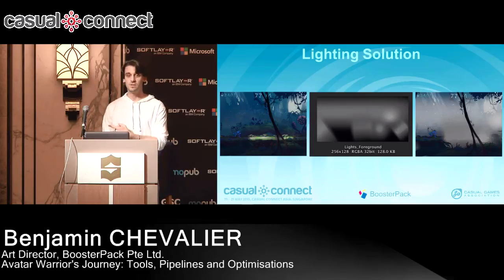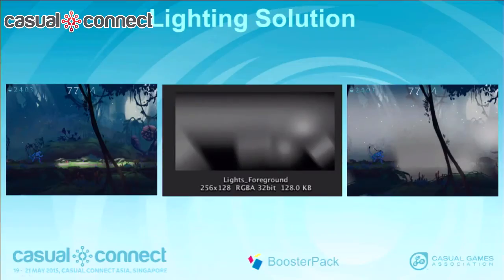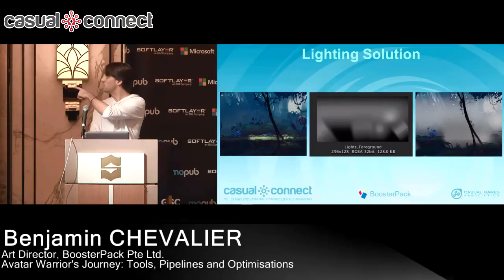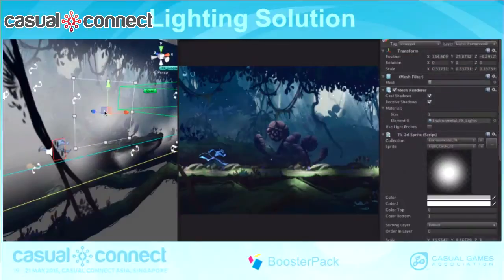Our lighting solution, this is shader-based. So on the left, you see the final composite, which is the diffuse plus the lighting with the shaders and all the stuff. In the middle, you see the light being rendered on the render texture. And on the right, you see the lights themselves overlaid on the environment. The good thing with this is that since we render the light to a texture in real time, we can render it at a very small resolution.